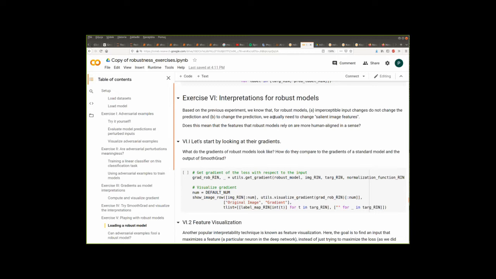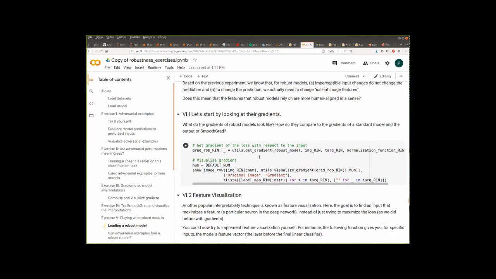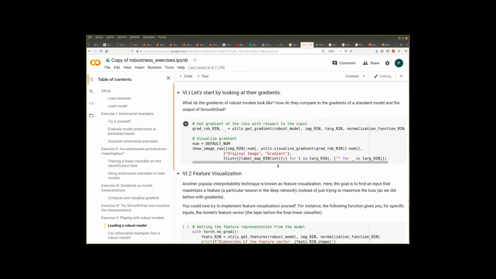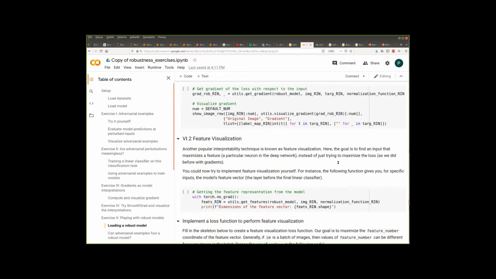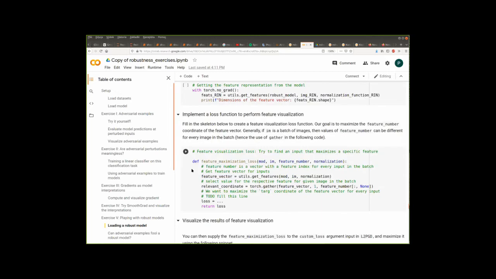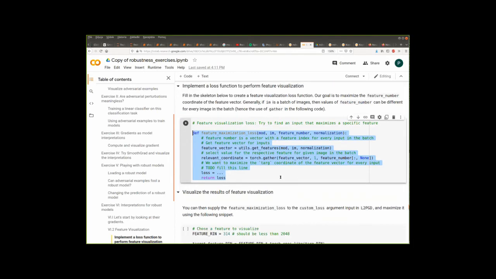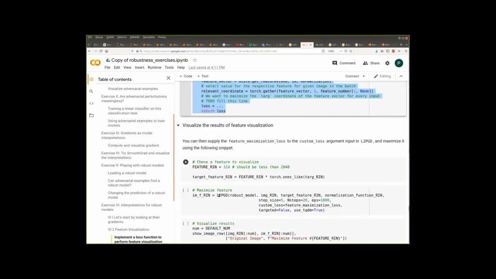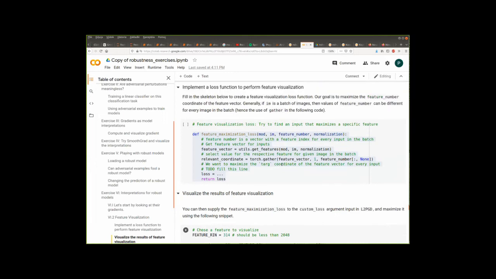And so here is some way of interpreting these models. Here we will ask you to write this kind of feature visualization. In order to do that, you will have to implement a custom feature maximization loss. We will use our L2PGD function implemented before, and we will provide a custom feature maximization loss. So what is happening here?